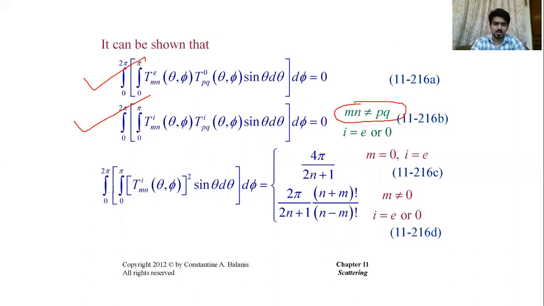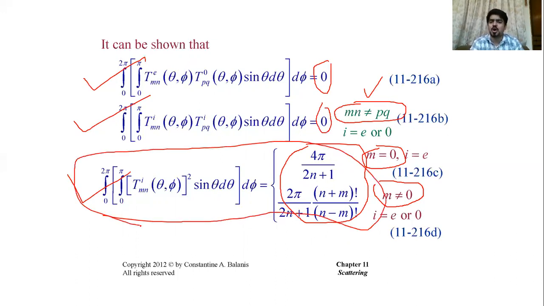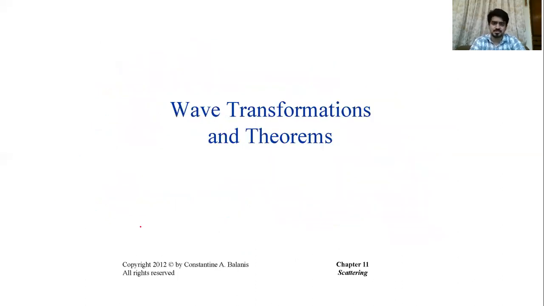Similarly, for both of them, the integrals are non-zero when m is non-zero, and this is for m equals 0. So what I am saying is previously, when mn is not equal to pq, you get zeros, right? And when they are equal, you get this kind of non-zero response. So again, this is the orthogonality for the tesseral functions.